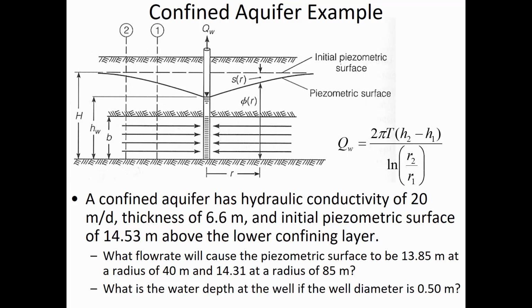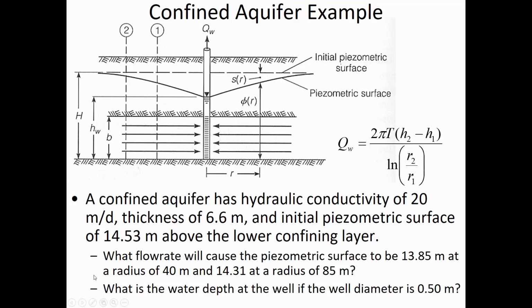Now let me give you a special caution. 1 and 2 mean something very specific. Our convention is that 1 is the location that's closer to the well, and 2 is the location that's further away. So in this equation, you can't flip-flop those. It has to be that 2 is the further location. So location 2 is going to be R equals 85, and the height of the water surface will be 14.31 at 2. And then at 1, R is 40, and the H at 1 is 13.85.